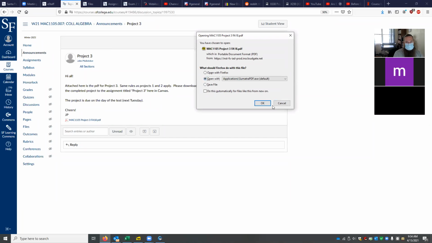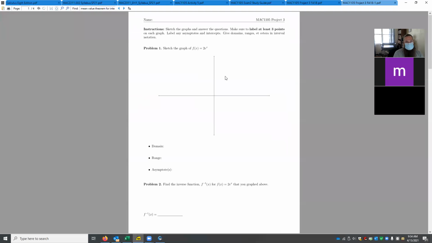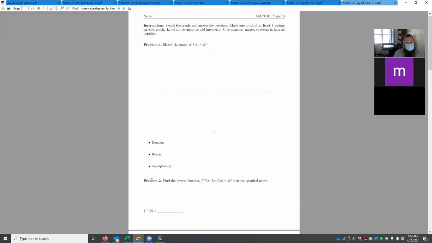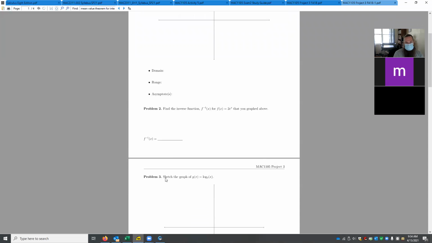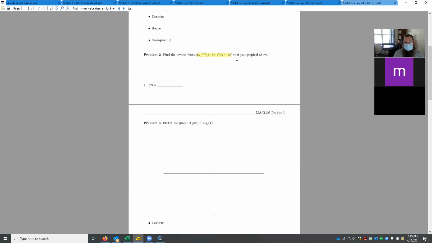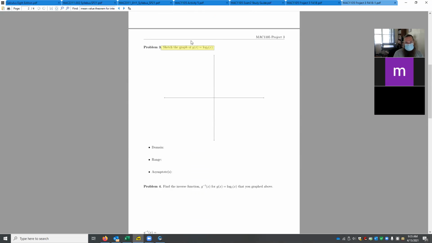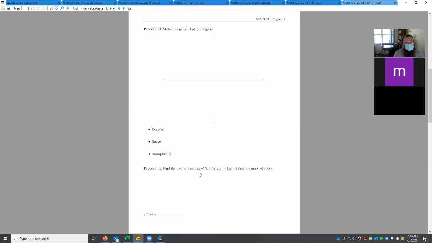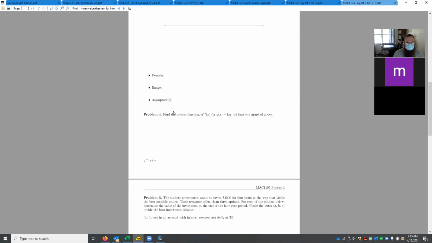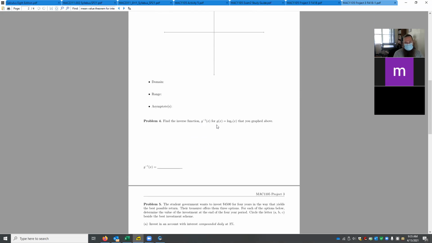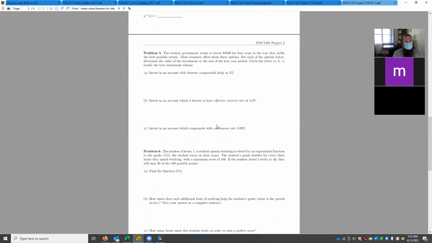Give you a quick look at the thing. So some of it is graphing. I want you to graph the exponential function 2e to the x, state the domain, the range, and any asymptotes. Problem 2 here, I'm asking you to find the inverse to that function. Problem 3, I'm asking for the graph of the base 7 logarithm of x, and then domain, range, asymptotes, find the inverse. Of course, inverses are a part of this test too, right? Operations with functions, one-to-one functions, and their inverses. And then the last few problems here are some word problems that relate to exponential functions.